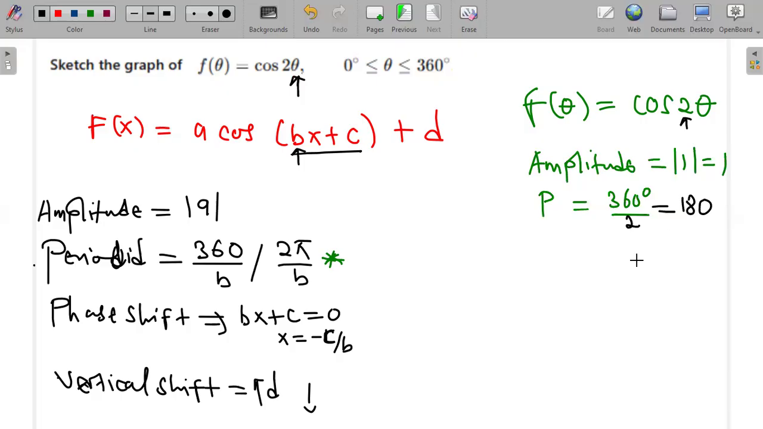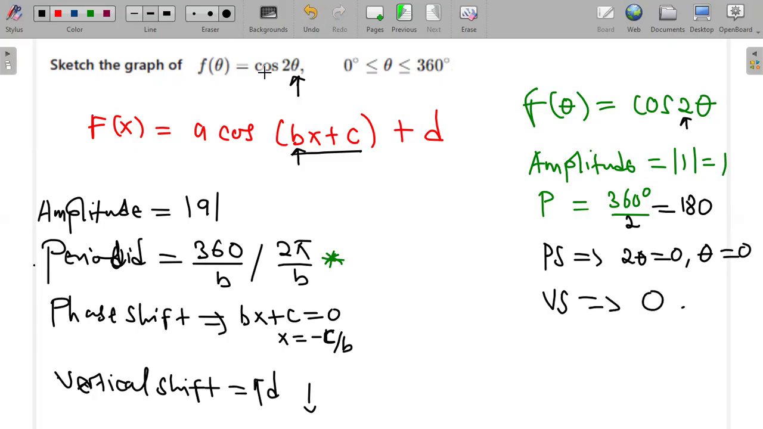for the cos function. Then the phase shift: there's no phase shift here because if I equate 2 theta to 0, I'm just going to get theta equals 0. So it didn't move to the right, didn't move to the left. It's just the way it is. The vertical shift: there's no vertical shift because there's nothing like plus something here. So the vertical shift there is 0.